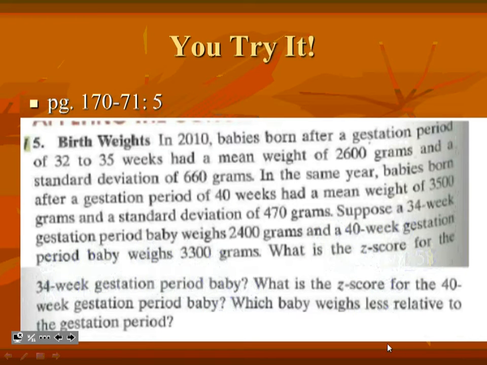All right, so we're going to try a little on our own. Please turn to page 170. We're going to take a look at number 5.